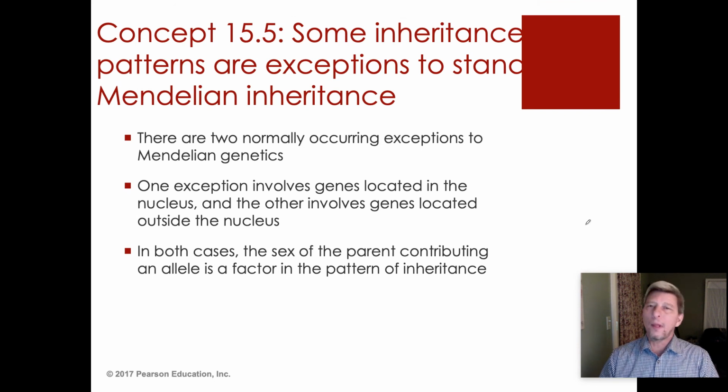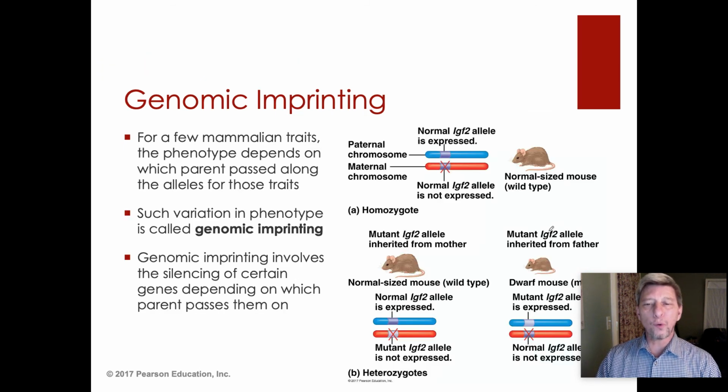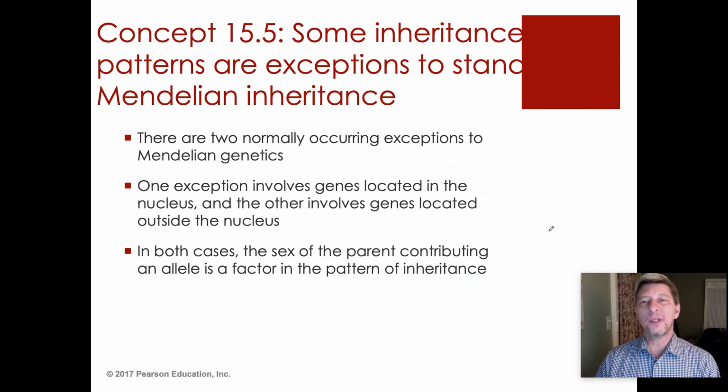Well, there are two very normal circumstances in which Mendelian genetics simply don't hold up. The first is an exception that involves genes that are located inside the nucleus. And the other is something that we seldom think about, but there are genes in our bodies that are found outside of the nucleus, not your standard nuclear genes. And in both cases, the gender of the parent contributing an allele is a factor in the inheritance pattern.